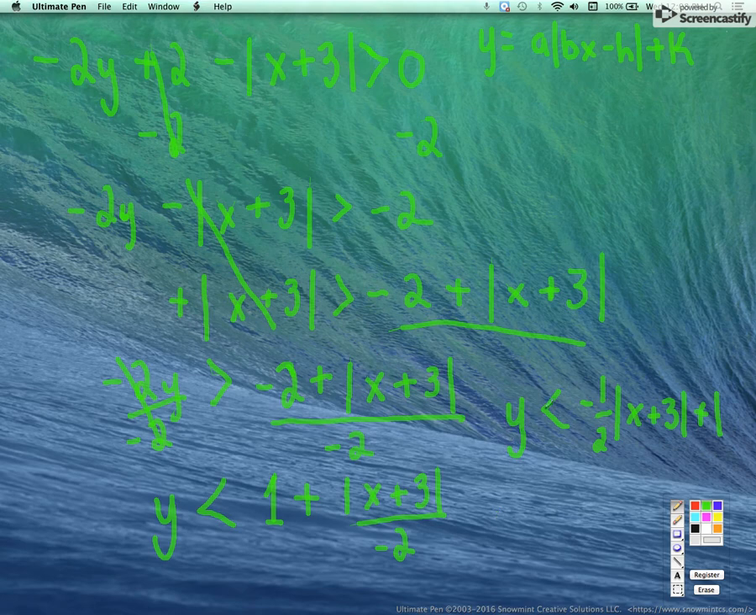And now it looks to be in our standard form. So y is less than negative 1/2. That's our a value. B is going to be 1 because we don't have a coefficient in front, but this is the same as 1x minus h. So our h here is actually going to be negative 3. And our k is going to be 1.